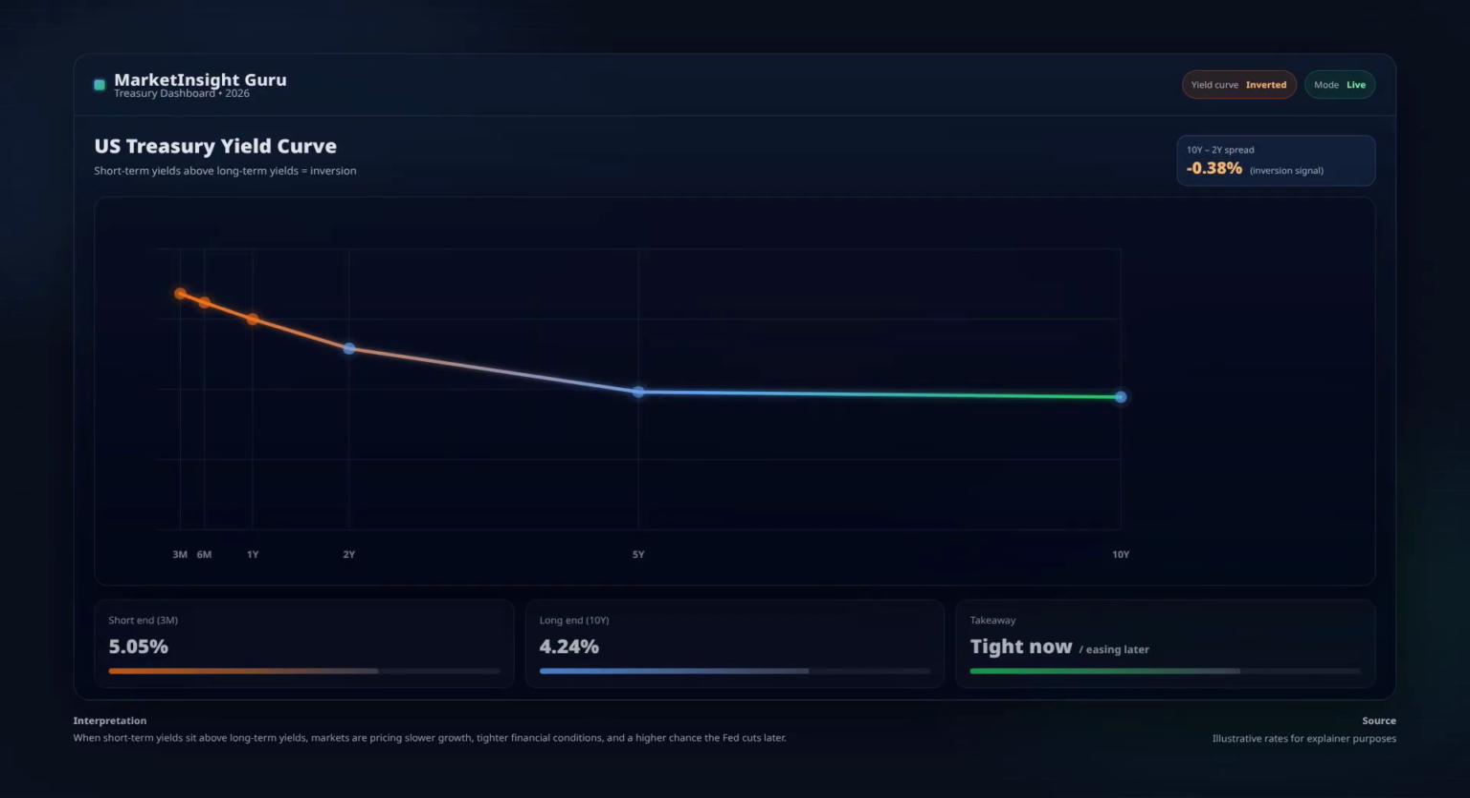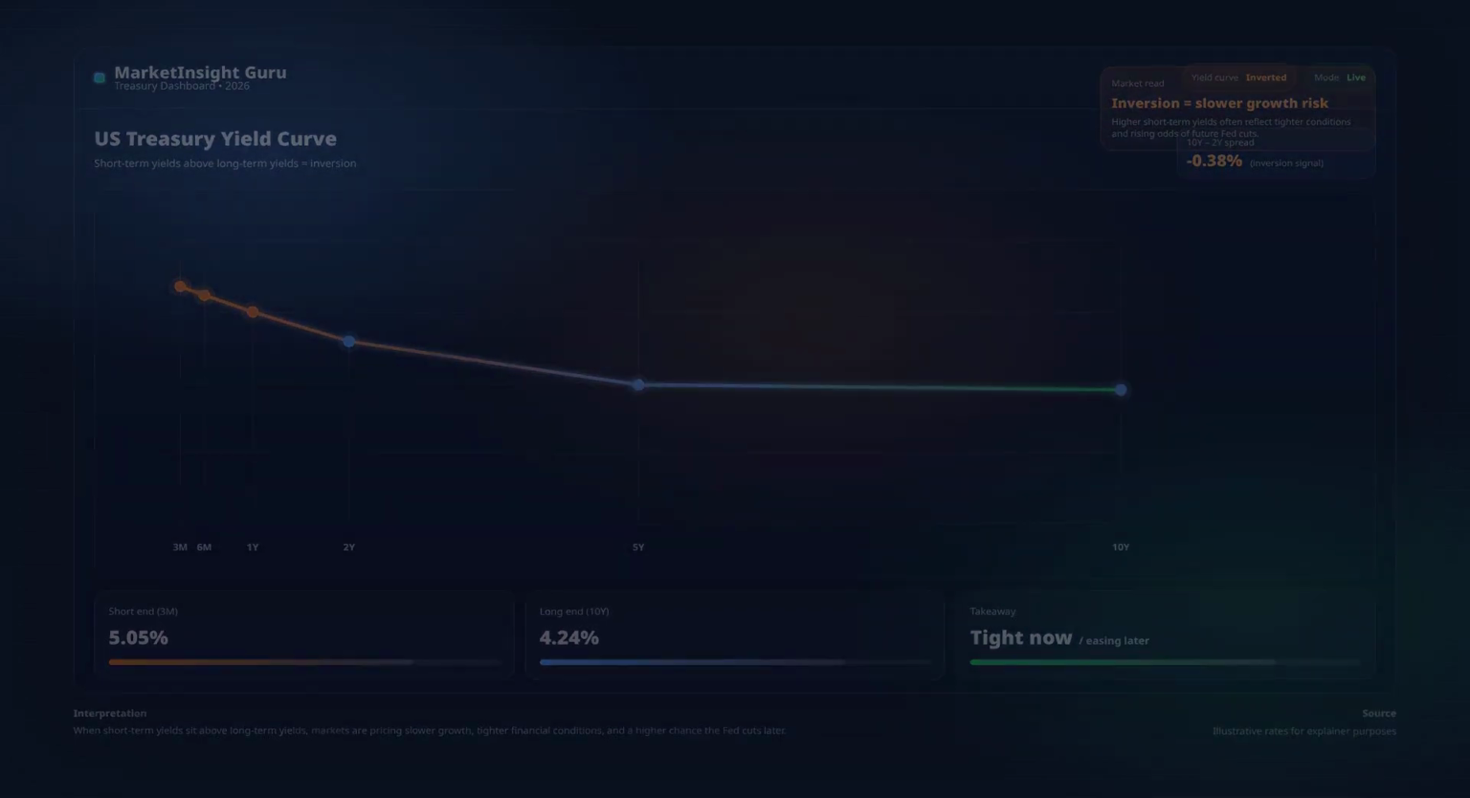The U.S. Treasury yield curve in 2026 is still one of the clearest market dashboards. When short-term yields sit above long-term yields, investors are pricing in slower growth, tighter financial conditions, and a higher chance the Fed will need to cut rates later.